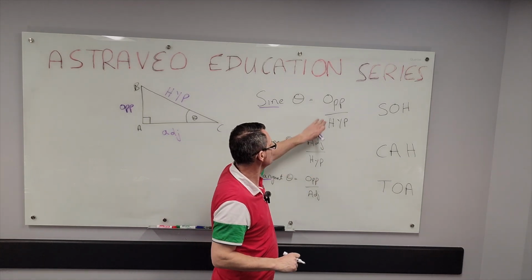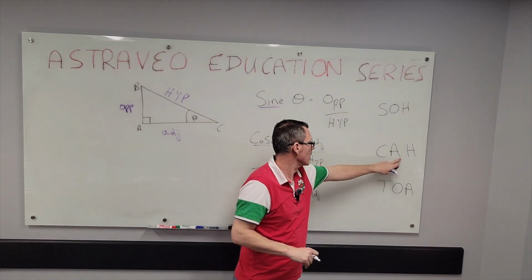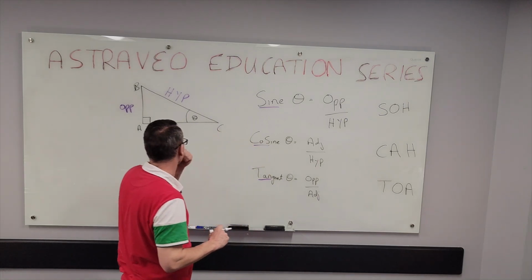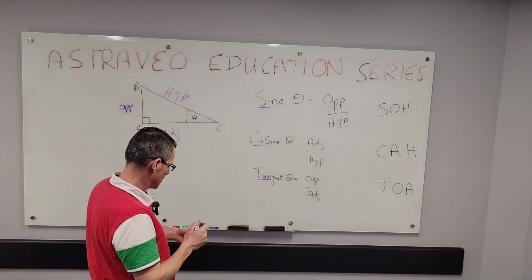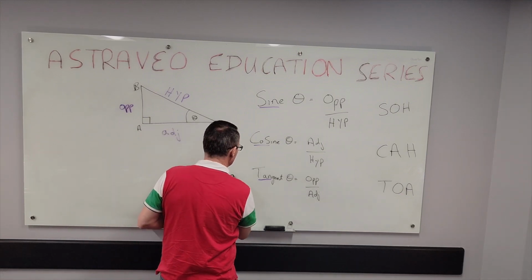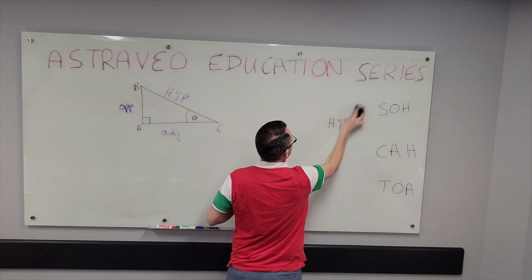So sine is opposite over hypotenuse. Cosine is adjacent over hypotenuse. And tangent is opposite over adjacent. Okay, so that really is the basics. It's really quite simple. That's all we have to remember. SOHCAHTOA, and we're in business.